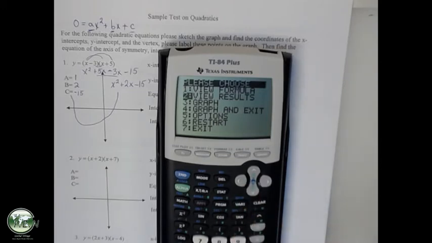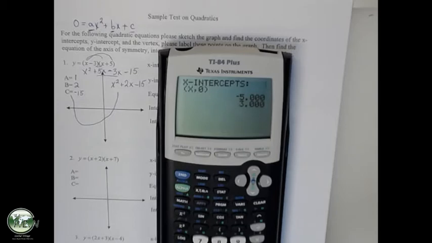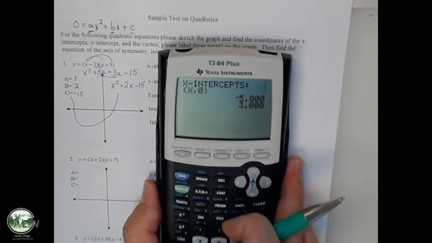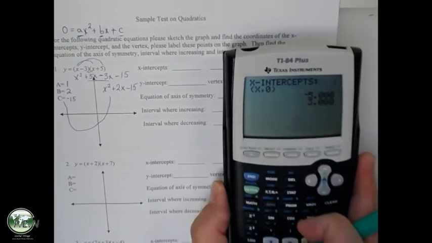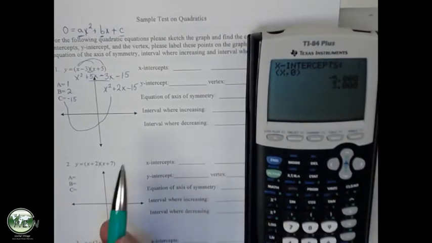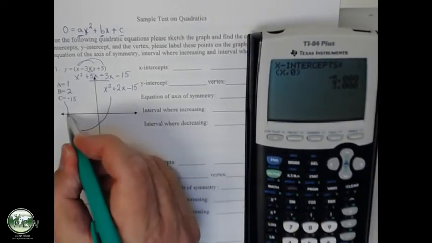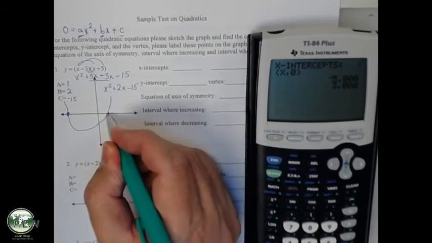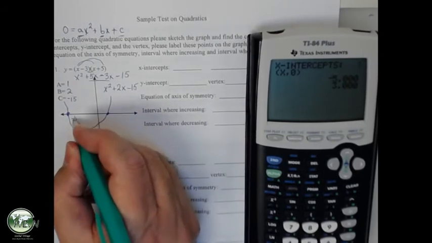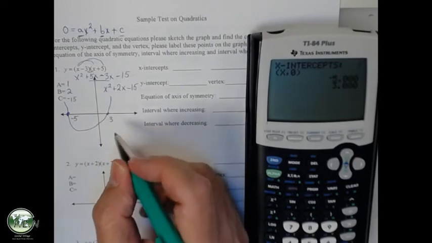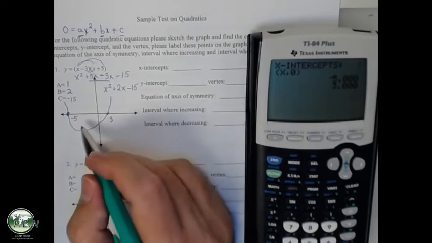View the results. It's going to give us all our answers. It first gives us the X-Intercepts, so where do we put those? Well, we could put them here and here. One is at -5 and one is at 3. Does that make sense? Now we can see visually where they are.